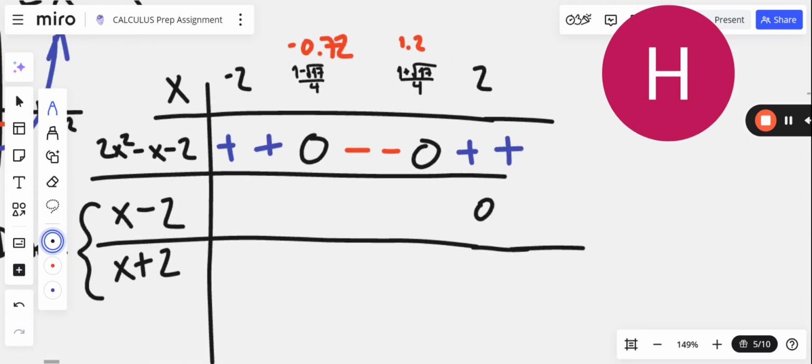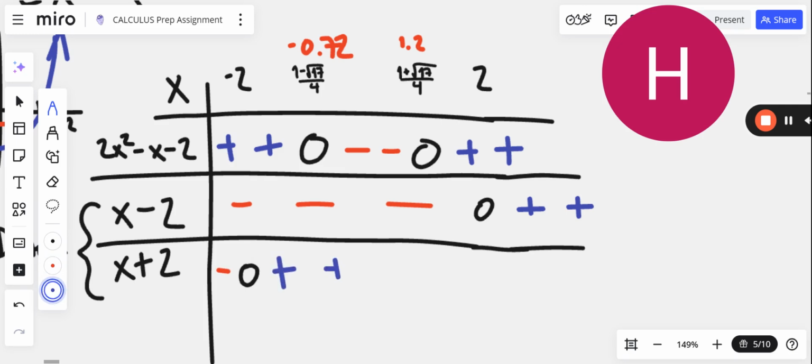Now this factor is going to be 0 when x equals 2. It's going to be negative whenever it's less, and it's going to be positive whenever it's more. And then for the bottom factor, we have it be 0 at negative 2, and it's negative when it's less than that, and it's positive when it's more than that.